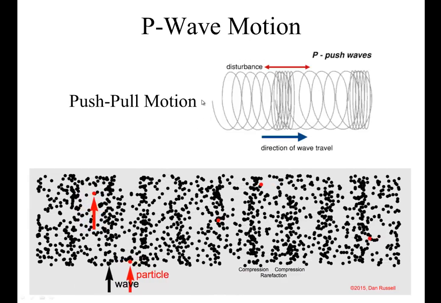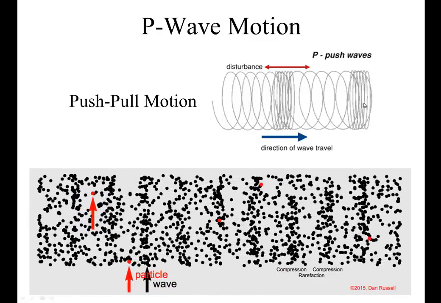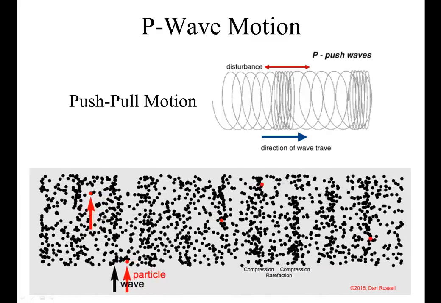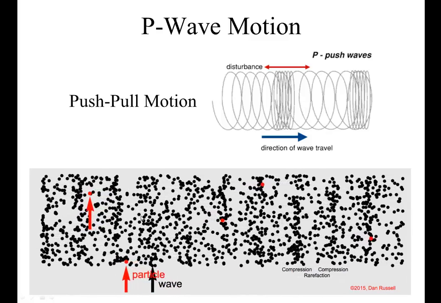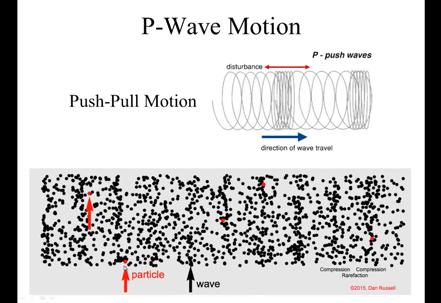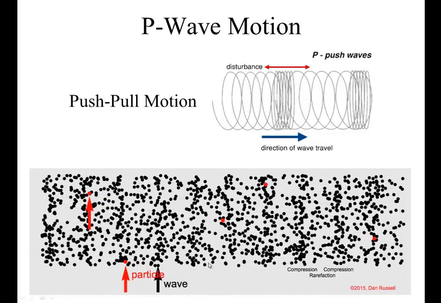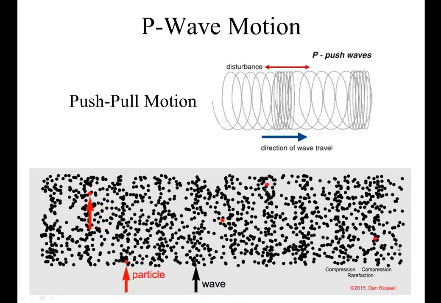P wave motion: if you talk about a slinky, you can see the motion goes in the same direction as the slinky. You can actually watch these things move back and forth, but the energy actually moves through it. So the particle moves back and forth, but the actual energy in the wave, the compression and expansion, happens in the same direction as the wave is traveling.